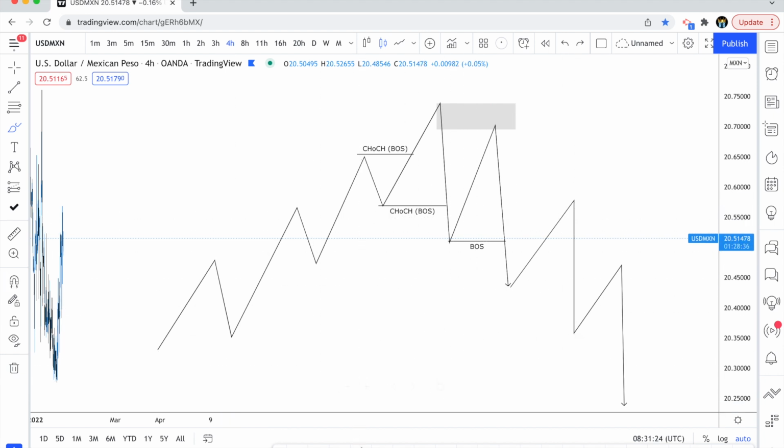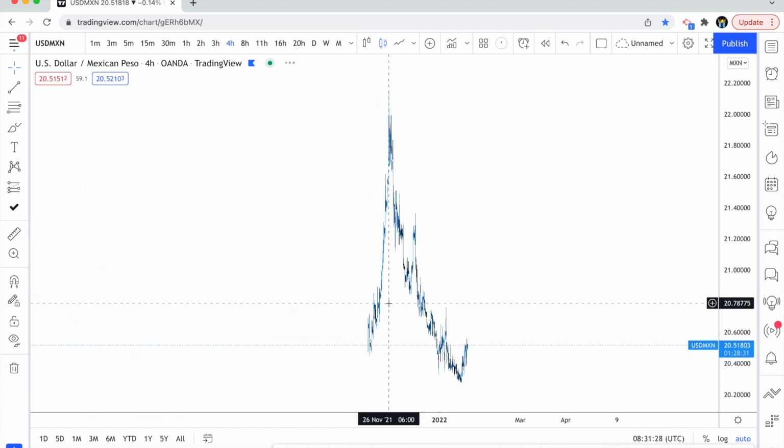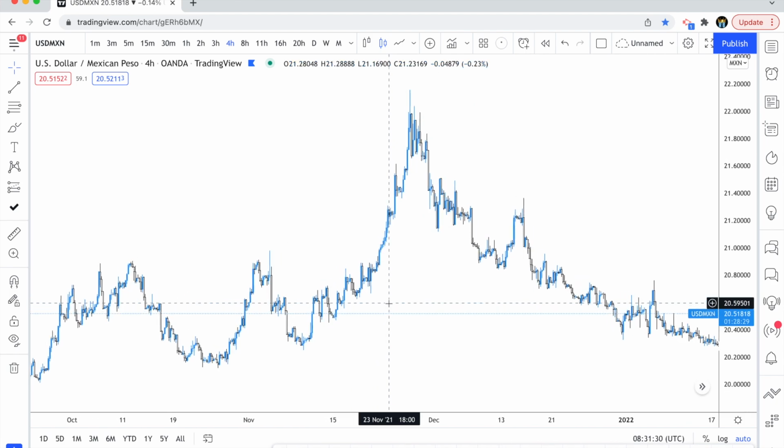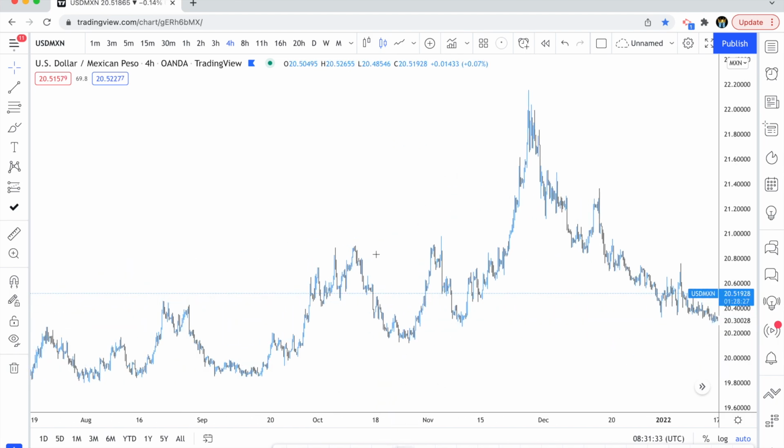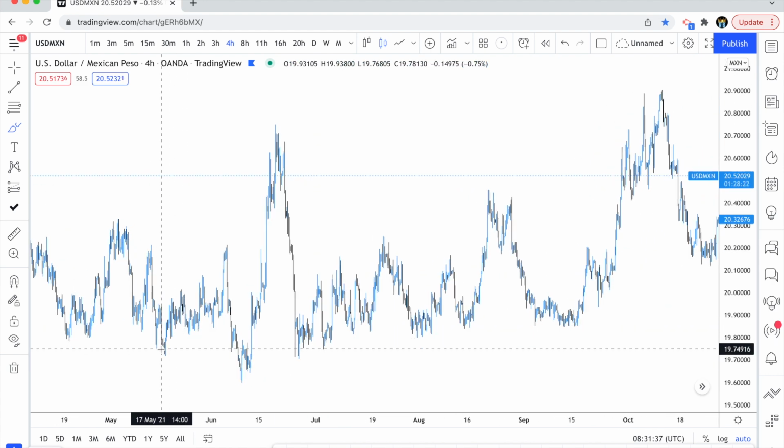So I'm going to show you guys on the real markets what it looks like, so you get a better sense of understanding. All right, so right here, let's start from this low down here. You can clearly see the CHOCH here.